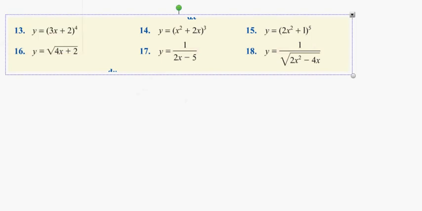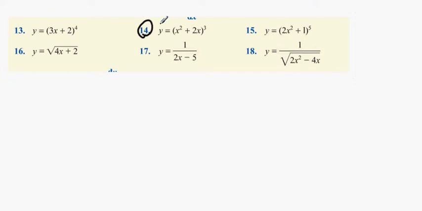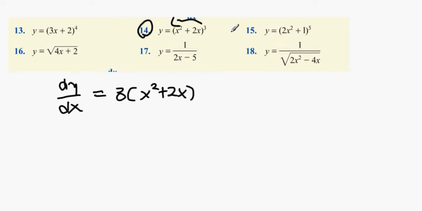We're doing question 14. Okay. Now question 14 is a chain rule. So when we differentiate, what we do is we bring the 3 to the front, and we get 3 times (x squared plus 2x). You take 1 away from the power, you get 2.